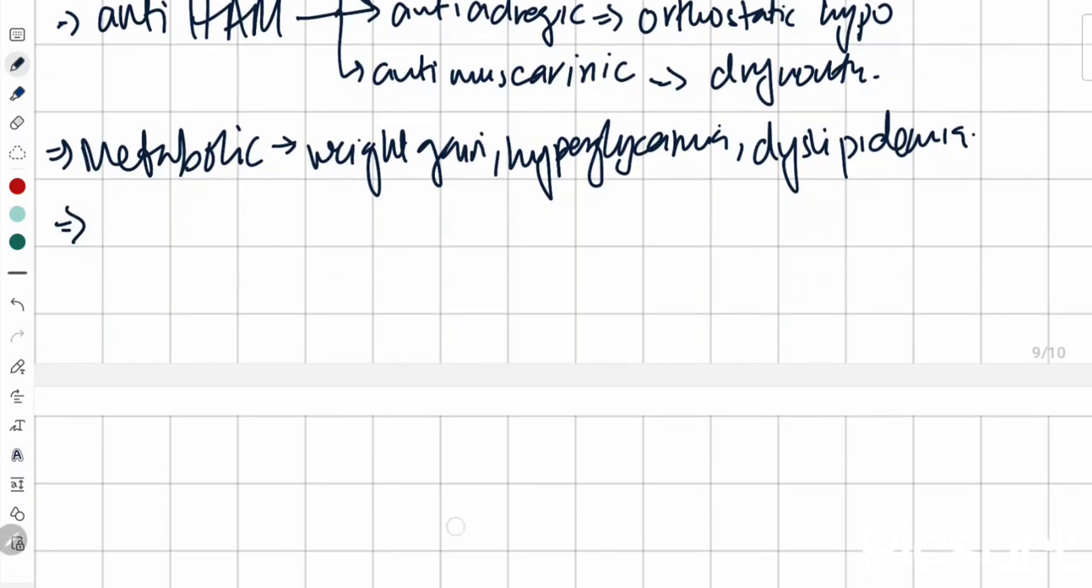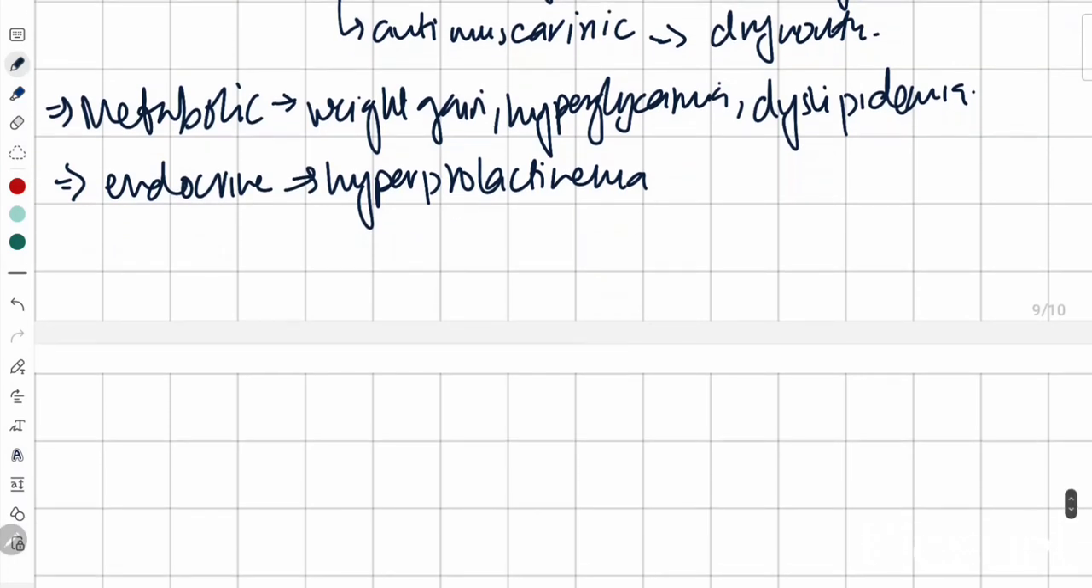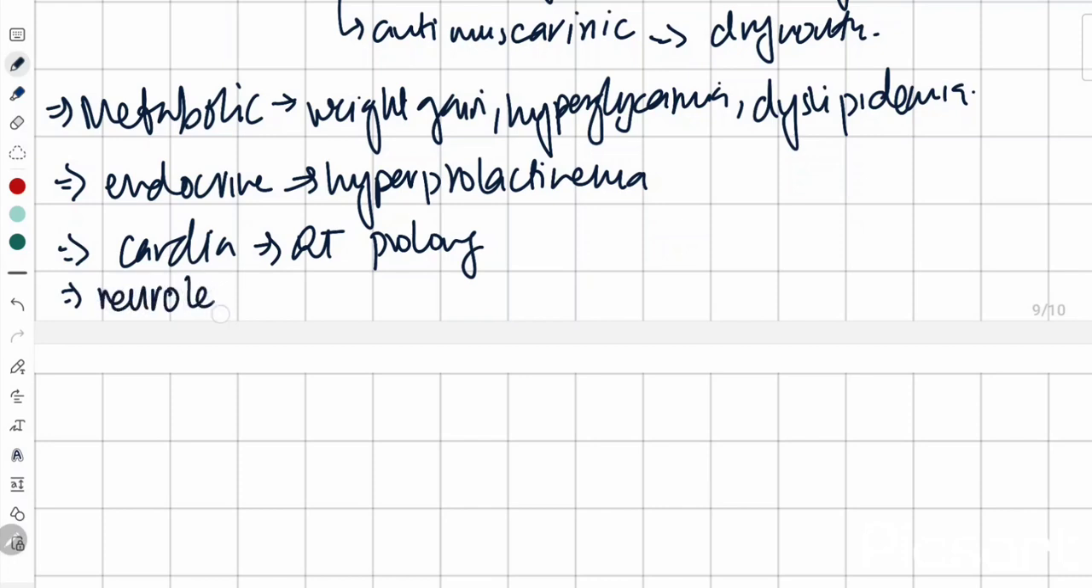Then we have endocrine effects. That is going to be hyperprolactinemia. Then hyperprolactinemia, of course, it causes galactorrhea, gynecomastia, all those things. And then for cardiac, we have QT prolongation. And for neurologic, we have neuroleptic malignant syndrome. I'm gonna talk about this in the psychiatry video if I make one.